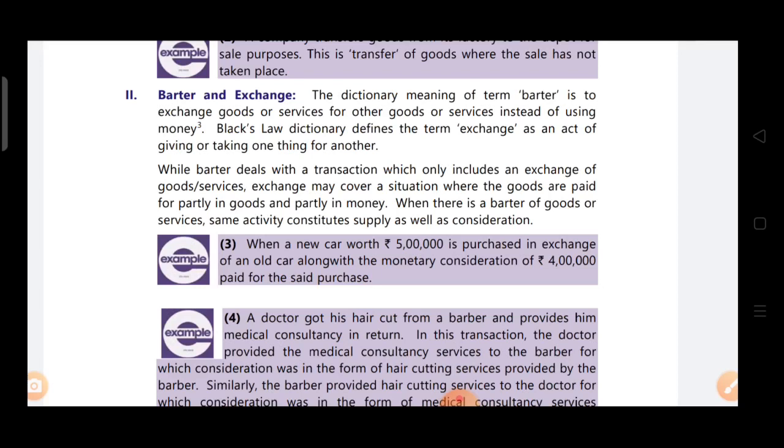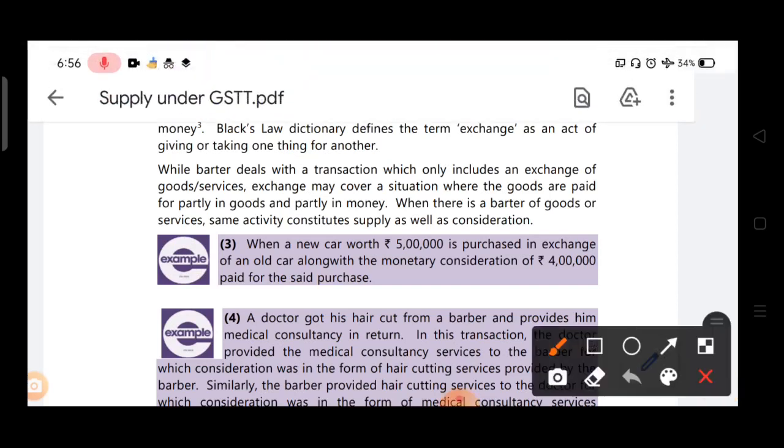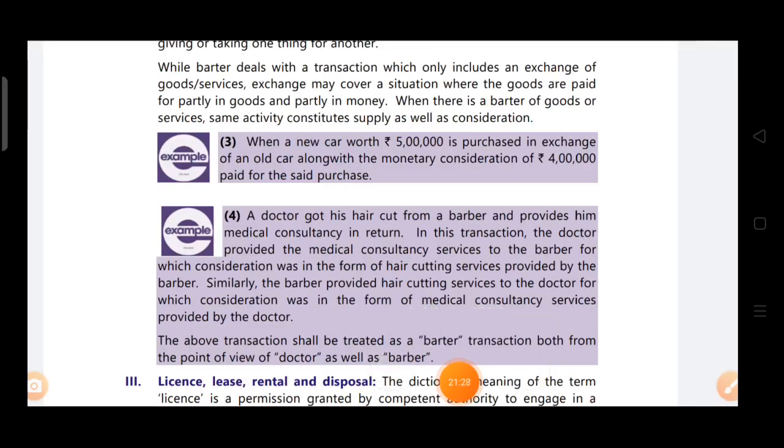Where there is barter of goods or services, the same activity constitutes supply as well as consideration. Yes. So, while barter deals with a transaction which only includes an exchange of goods or services, exchange may cover a situation where the goods are paid for partly in goods and partly in money. In exchange, the situation may come where part consideration is paid in money and part consideration is paid by way of goods. That means that situation is covered in exchange, but that is not the case of barter.